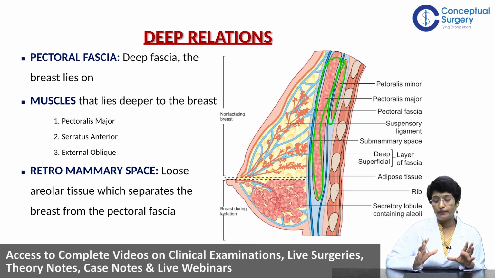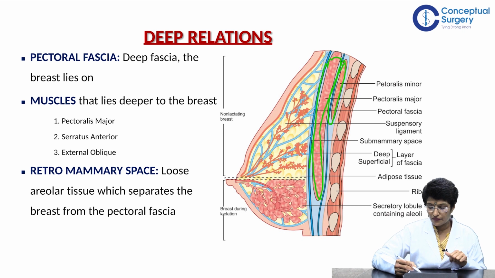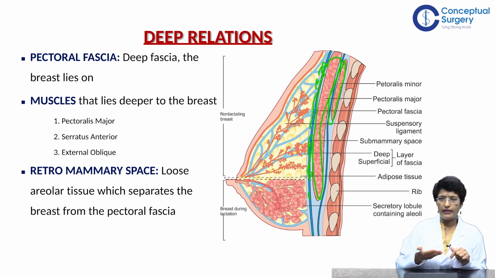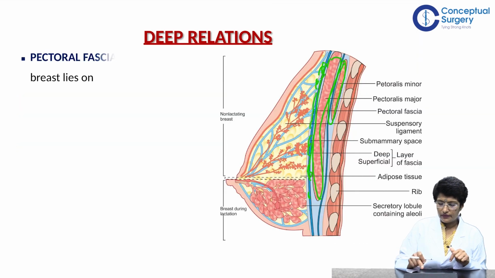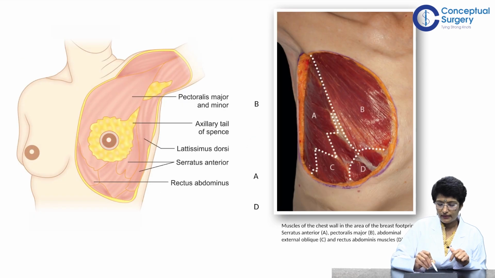Then you have the retromammary space. The retromammary space is what separates the breast from the pectoral fascia. So that is what you have to lift. When you're lifting the breast off the pectoral fascia, or along with the pectoral fascia also, you'll find this retromammary space. Okay, so this is essentially what I told you. So the pectoralis major, the minor.